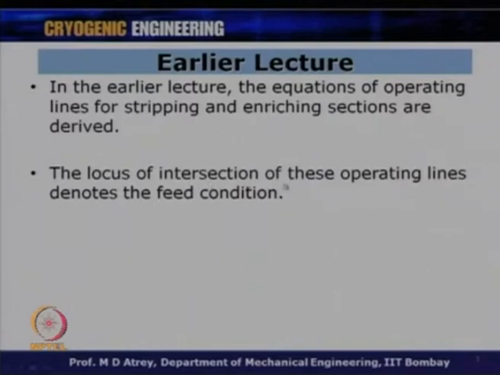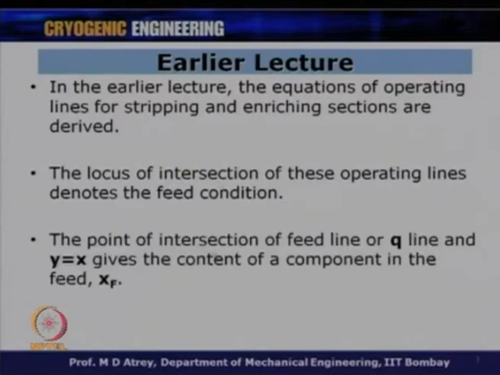The locus of intersection of these two operating lines denotes the feed condition. So, feed comes at a particular molar composition with a particular quality, and the intersection of these two operating lines denotes the feed condition. The point of intersection of the feed line or q line, which is what we call the quality line, which denotes the wetness of the feed, basically the amount of liquid it brings to the total number of moles, that is what we call q, and the intersection of this q line and the y equals x line gives the content of a component. Basically, it gives the composition of the low boiling component in the mixture, and it is called xF.